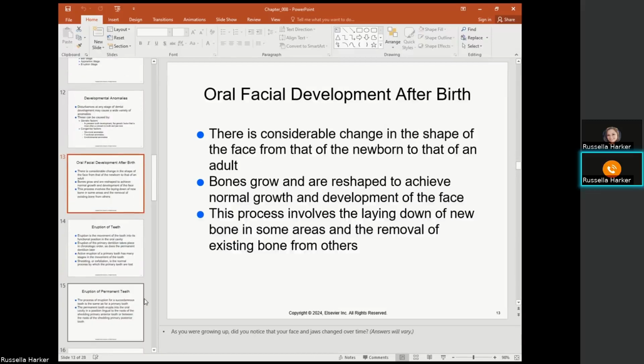Orofacial development after birth: there is a considerable change in the shape of the face from that of the newborn to that of an adult. That's because the bones grow and are reshaped to achieve normal growth and development of the face. That process involves the laying down of new bone in some areas and the removal of existing bone from others. So you can see, if you look at pictures from a newborn through 5 years old, the big changes that they've had in their face over time.